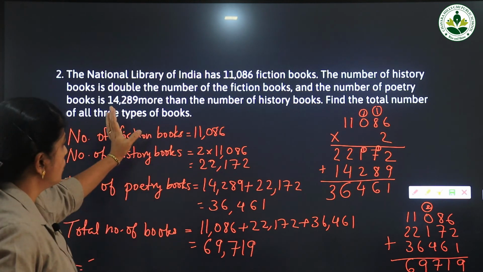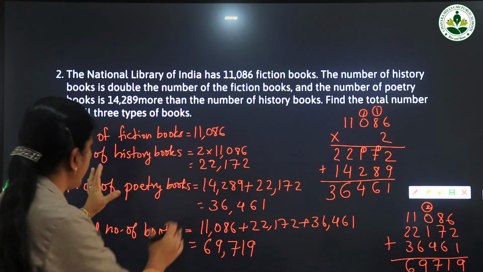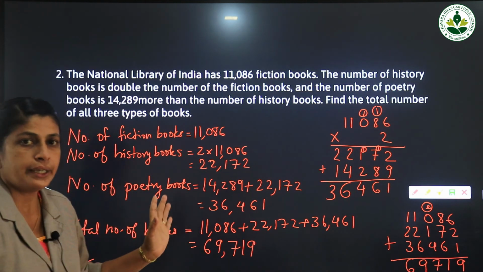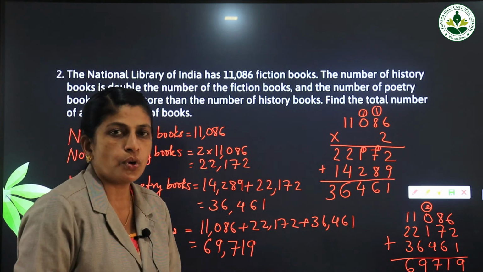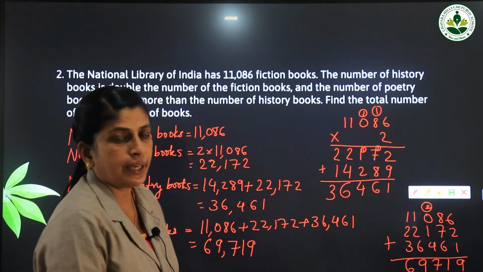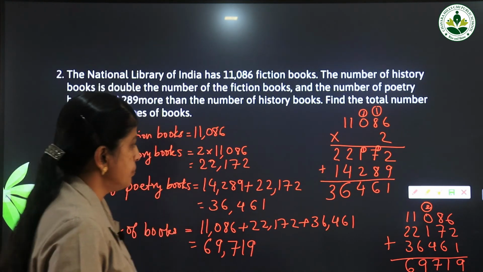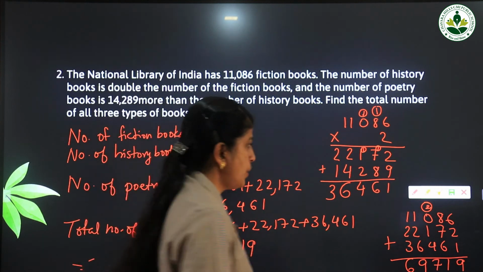Okay. Therefore, from the given information, we have found the number of each type of books. Then add the number of books. Then we got the total number of books. Okay. This also you have to write in the notebook.